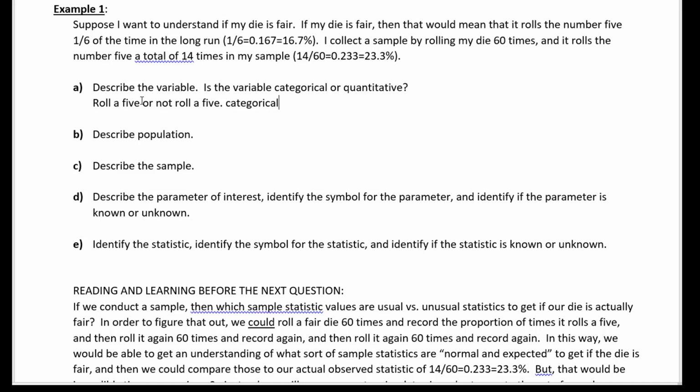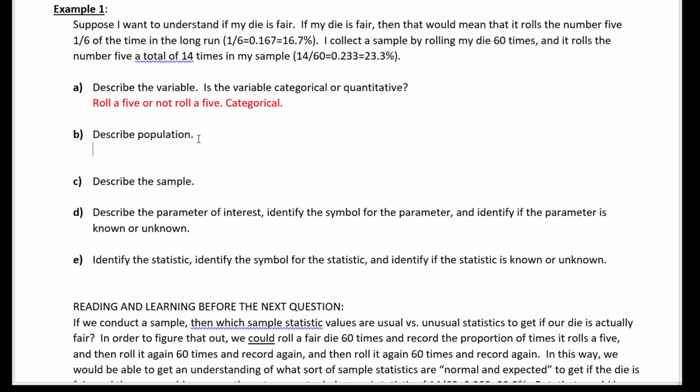Now, I understand that we are counting how many times it rolls a 5, which is numbers, and we're also focusing in on the number 5. But ultimately, these are categories. We're saying, does it fall into the category roll a 5, or does it fall into the category not roll a 5? So this is categorical.